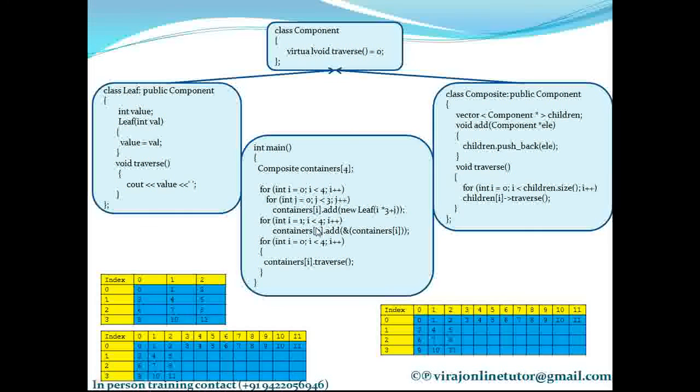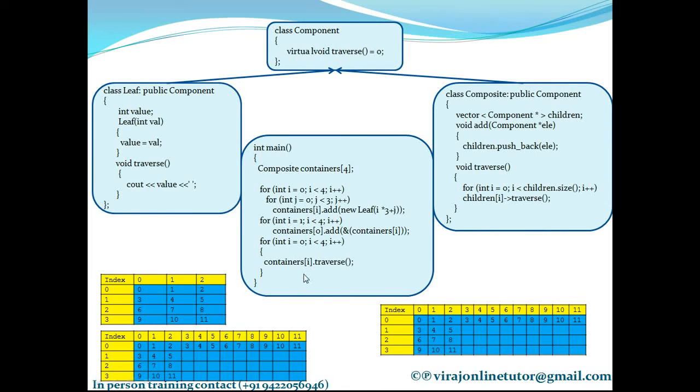Next loop i will be equal to 2. So i equal to 2 meaning containers of 2 is what? This array. So I am adding this array to the containers of 0. So that's why 6, 7, 8. Next iteration i will be equal to 3. So containers of 3 is what? This. So I am adding containers of 3 to containers of 0. So 9, 10, 11 are added. So I am adding this container here, adding this container here, adding this container here as far as this loop goes.